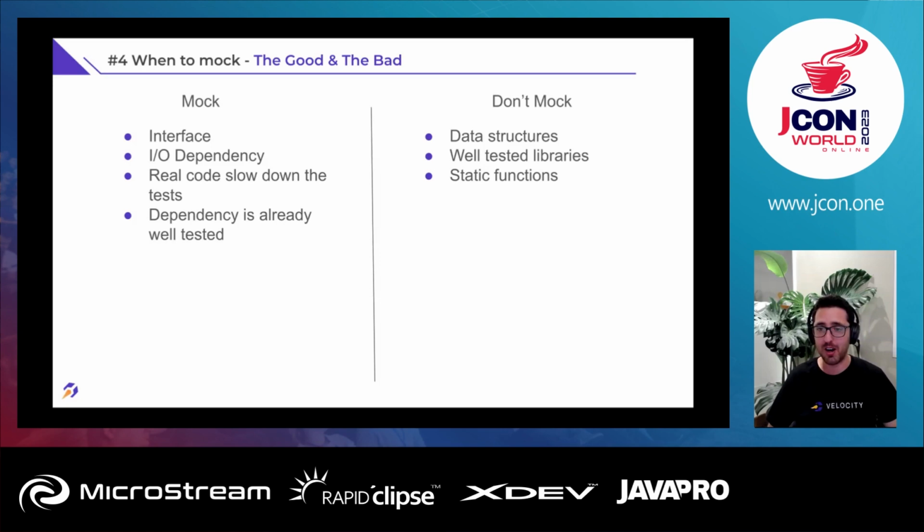And when to mock? When you have an interface, want control over its behavior, want it to be isolated when it's under test. Usually, an interface, when talking about a dependency of the class, we test it separately, and we want to test its behavior within the class. When you have an IO dependency, for example, user input or something like that, you can mock it. If the real code slows down the test a lot because it's really, really heavy, you can mock it. And if the dependency is already well tested, which is similar to the interface, well, you don't have to test it again. Just test the communication between the components.